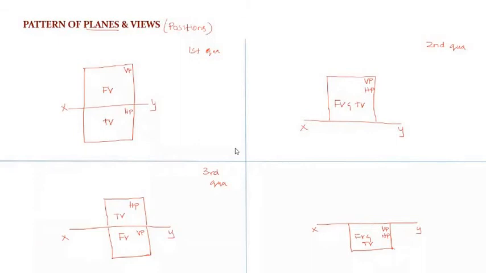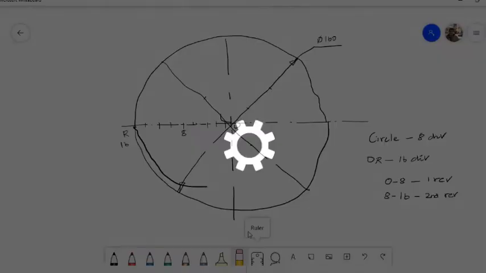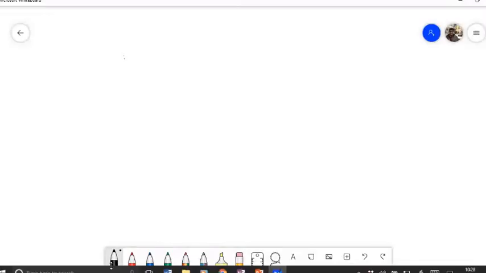Repeat Sir, how does this pattern get generated? Okay. So just give me a moment. I'll just draw it again in the four quadrant system.